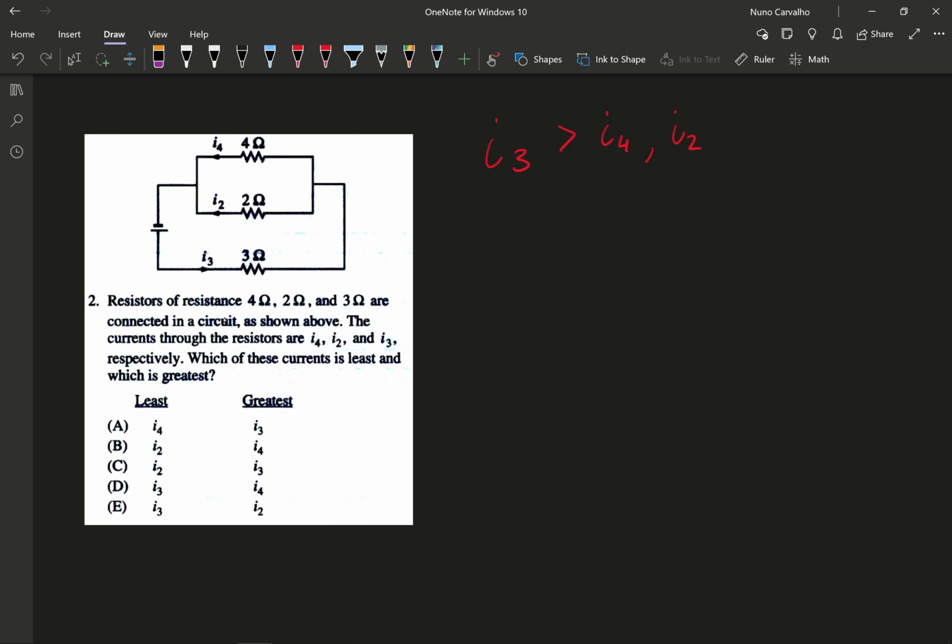Which means we can just look at their resistances here to figure out what the relative current would be. Given that I is given by V over R, where this V is staying constant, but for this one up here, we're increasing the resistance, which means we'd be decreasing the current. So I4 will be less than I2 because the resistance is greater. Putting all this together means that I3 is the greatest, followed by I2, followed by I4, and so the least is I4, greatest is I3. The answer choice that is correct is A.